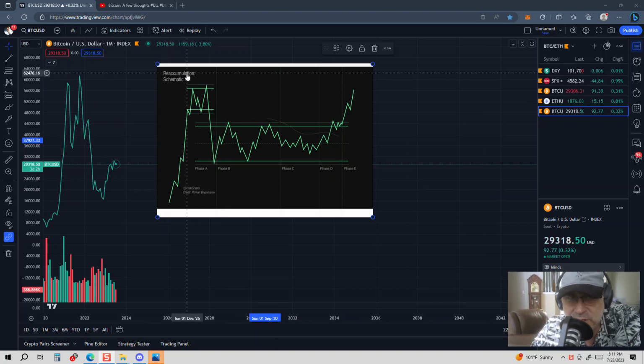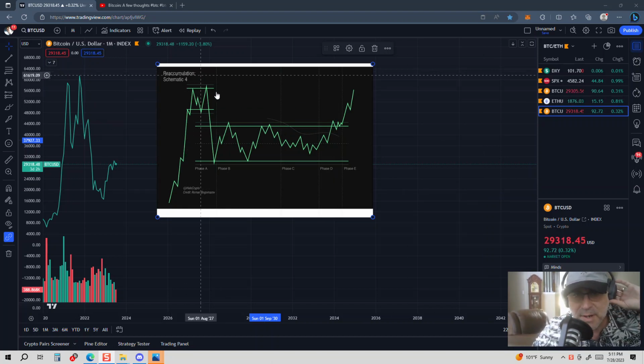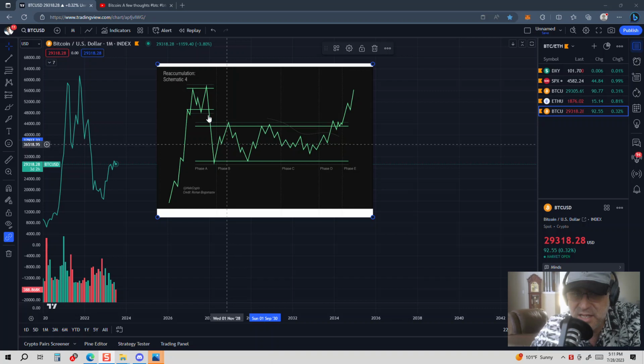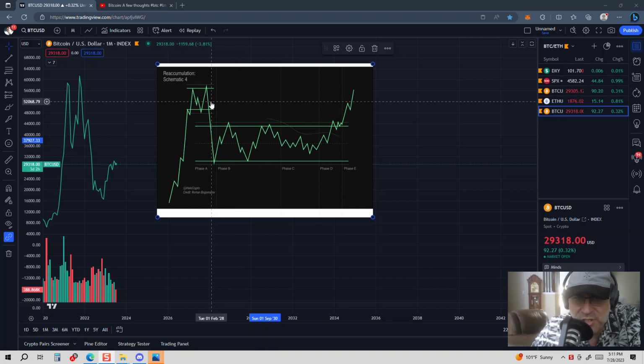Now, this is a reaccumulation schematic. It's put out by Roman Bogomazov, so I want to give this guy credit for this. This is one of many reaccumulation schematics. Typically, we don't use reaccumulation schematics when we're analyzing accumulation, but a reaccumulation is, in fact, a type of accumulation.